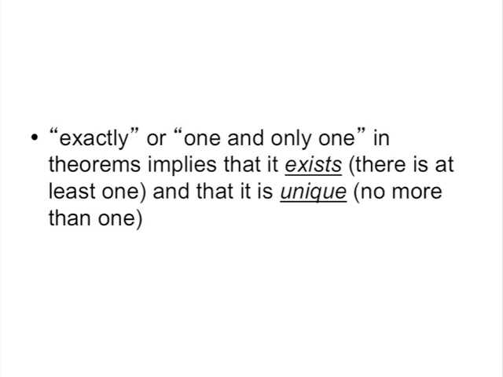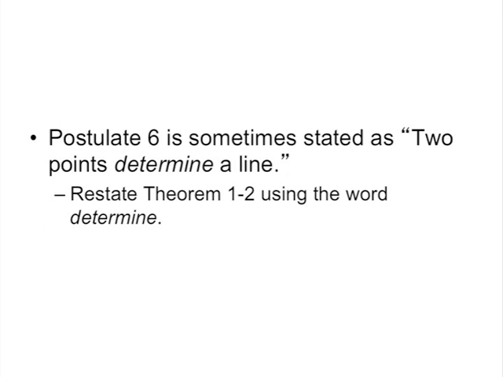Exactly, or 1 and only 1, in a theorem or a postulate means that it has to exist and that it's unique. There's only 1 way to do it. So when 2 points are connected with a line, there is 1 way to do it. It is always possible to connect 2 points, and there's only 1 way to do it. So when we see the word exactly or 1 and only 1, it means it has to be able to happen, and there's only 1 way that it can happen.